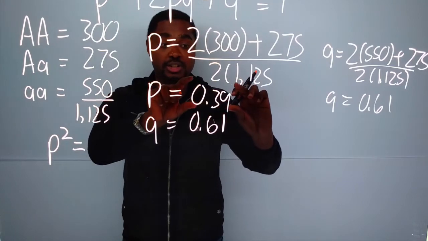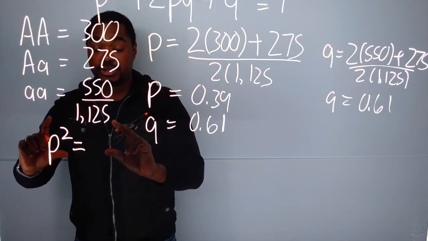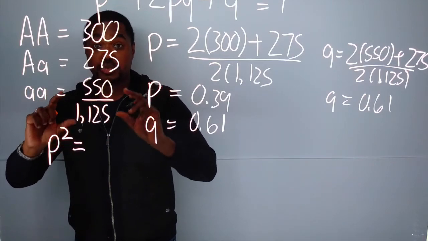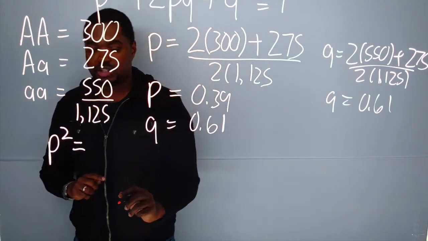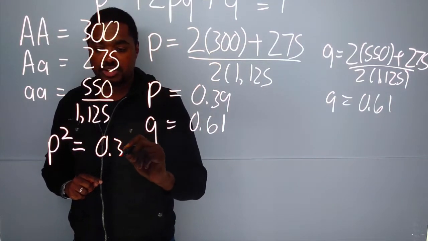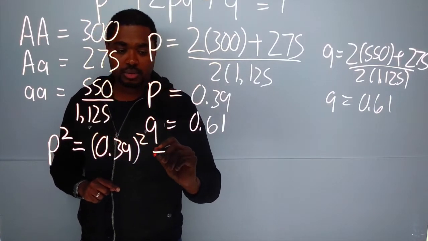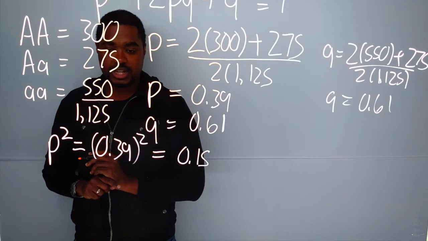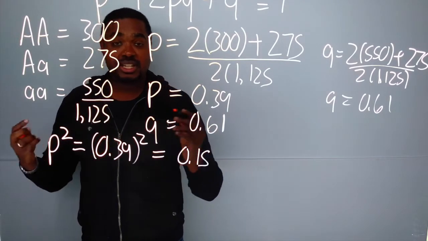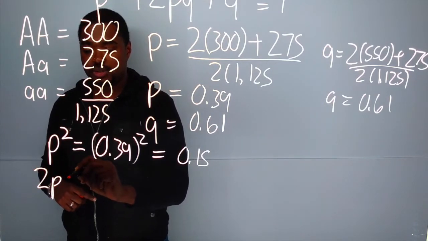So what did we calculate here? We calculated the frequency of the dominant allele. Here we're going to calculate the frequency of individuals we expect to be homozygous dominant if, and only if, the population is in Hardy-Weinberg equilibrium. So that gives us 0.39 squared, which gives us 0.15 as a frequency.